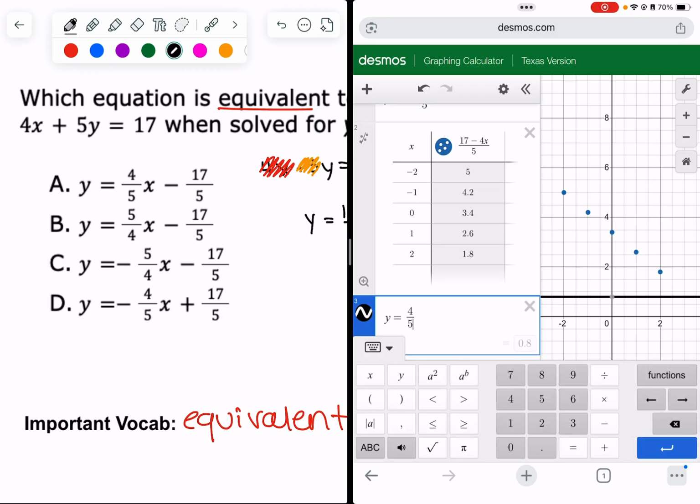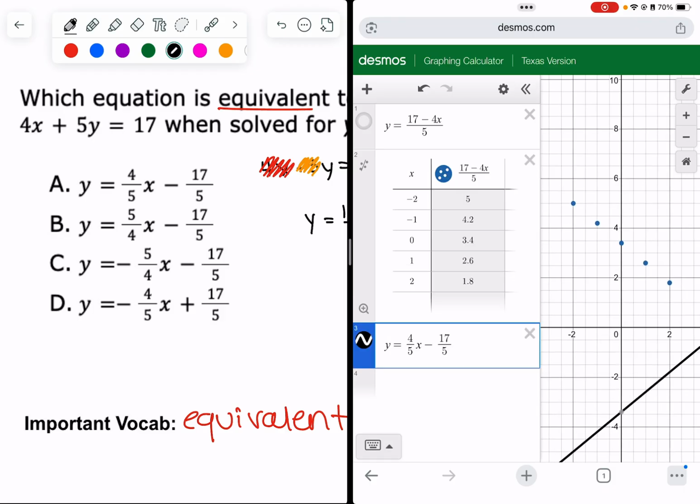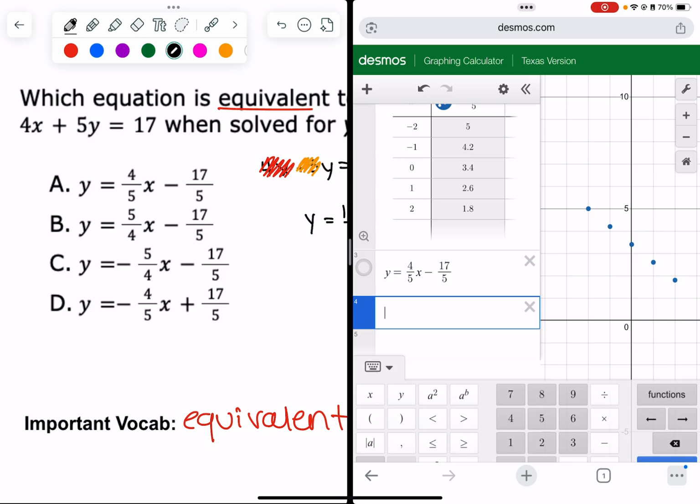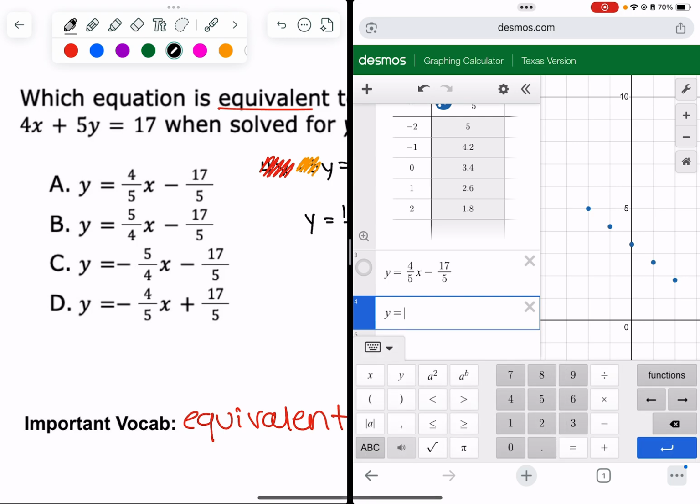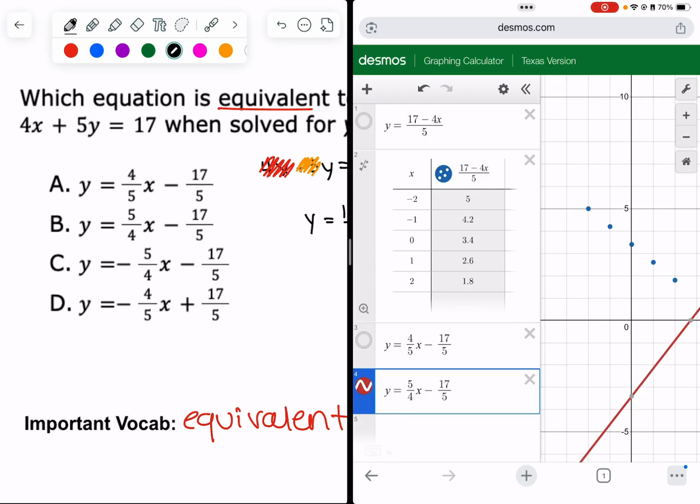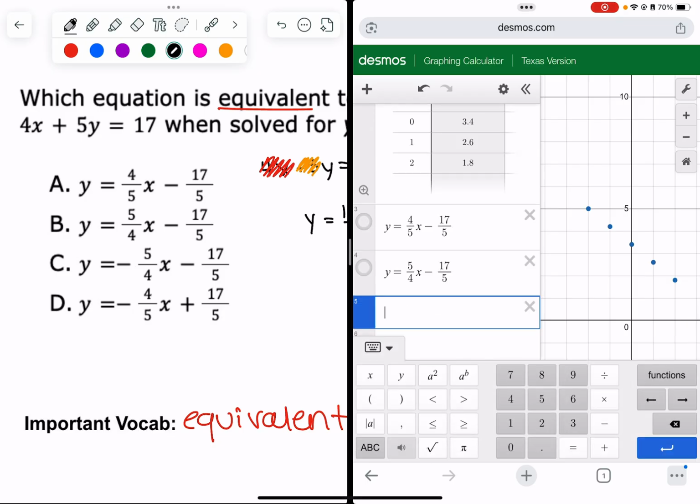So A, y equals 4 over 5 x minus 17 over 5. The black line is down here, and it does not touch my blue point, so A cannot be my answer. So let's try B. y equals 5 over 4 x minus 17 over 5. The red also does not touch my points, so that's not good either.